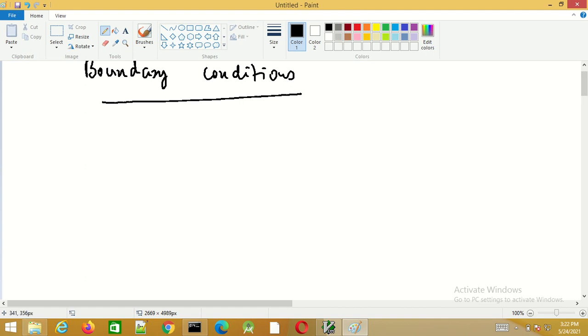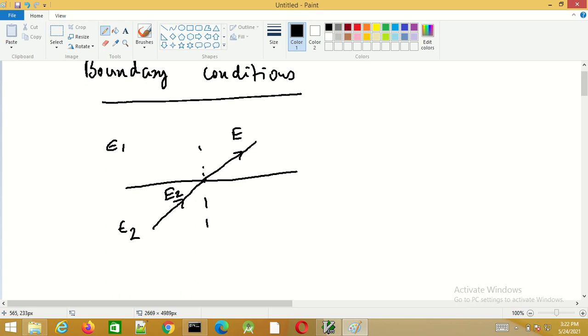So let us say we have an interface between two dielectric materials. Let's say this material has permittivity epsilon 1 and this material has permittivity epsilon 2. So here we have the electric field E1 in medium 1, at the boundary, okay. And here the electric field is E2 in medium 2. So this is medium 1 and this is medium 2.